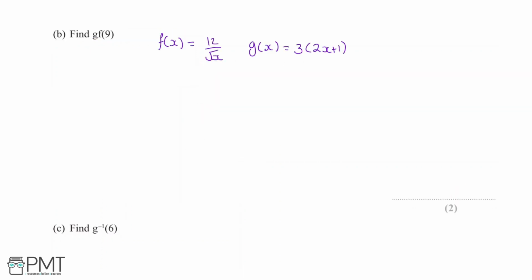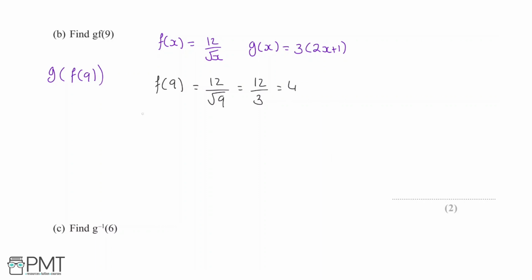Part B has asked us to find g of f of 9. What this means is, if we expand it, it is asking us to find g of f of 9. So the first thing we're going to do is find f of 9, and then we're going to find g of our result. So f of 9 equals, well, f is 12 over the square root of x. This will be 12 over the square root of 9, which is 12 over 3, which equals 4.